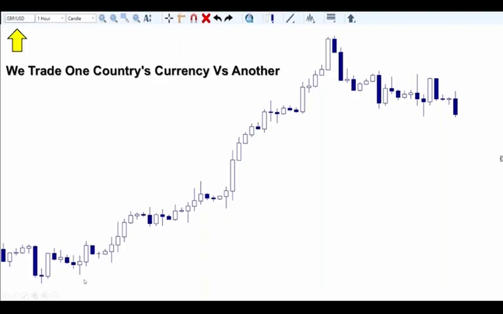In this case, as the market's going up, the pound is gaining in value over the dollar, and as the market's going down, the pound is losing in value over the dollar. The dollar is gaining in value over the pound.